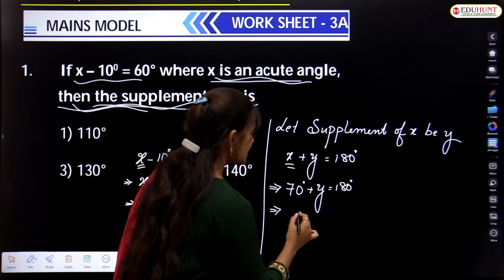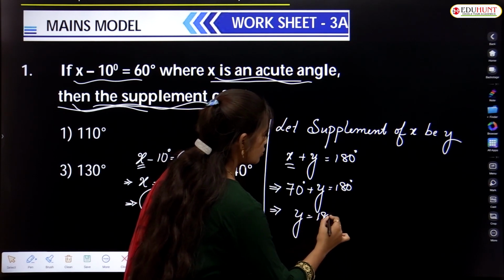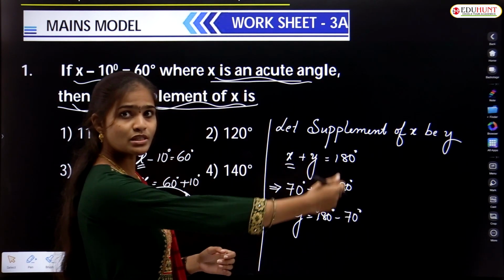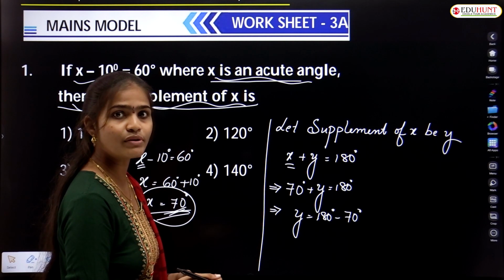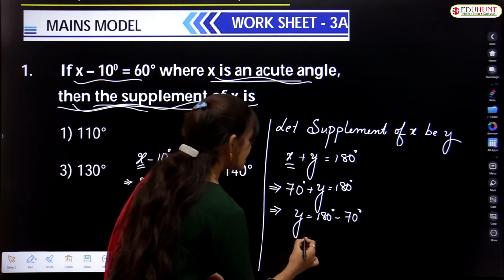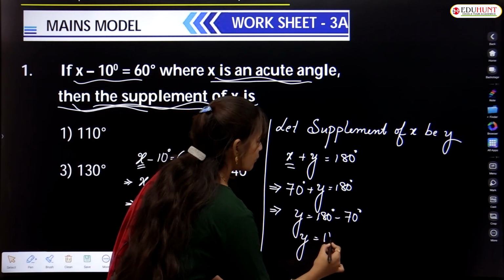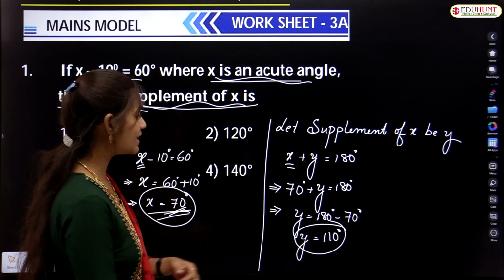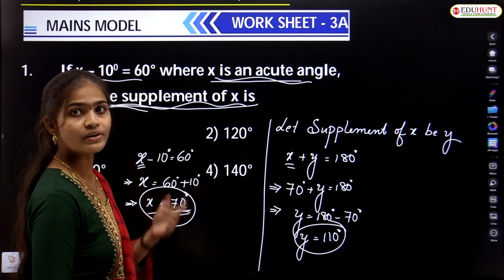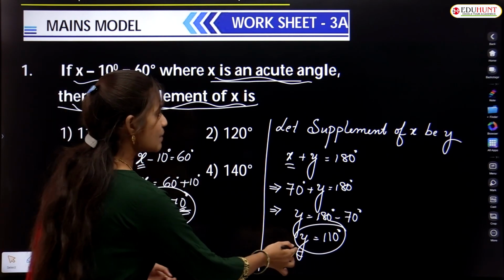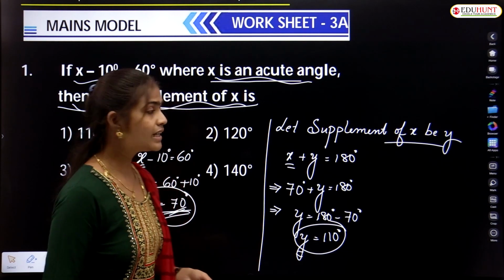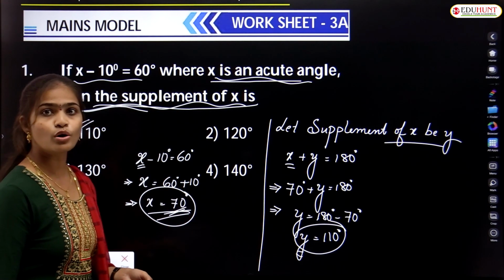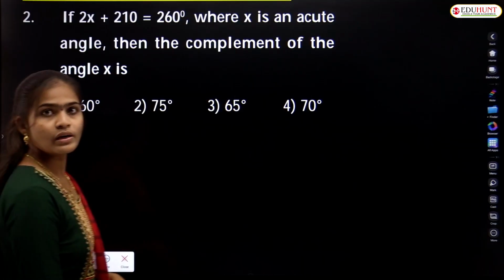From this, what is the value of y? So y is equal to 180 degrees minus 70 degrees. Why? Because when you transpose plus 70 degrees to the RHS, it becomes minus 70 degrees. So y is equal to 110 degrees. So 110 degrees is the supplement of 70, and x is the supplement of y. So the answer here is y equal to 110 degrees, so option 1 is correct. Let us see the next question.